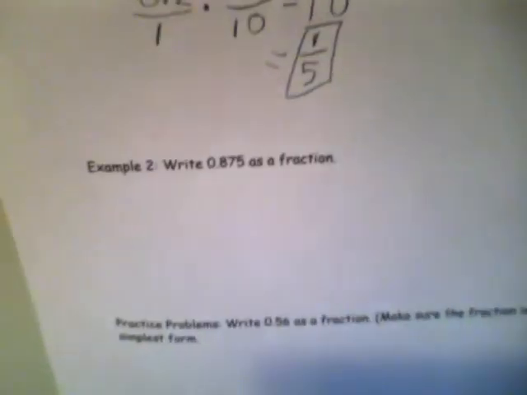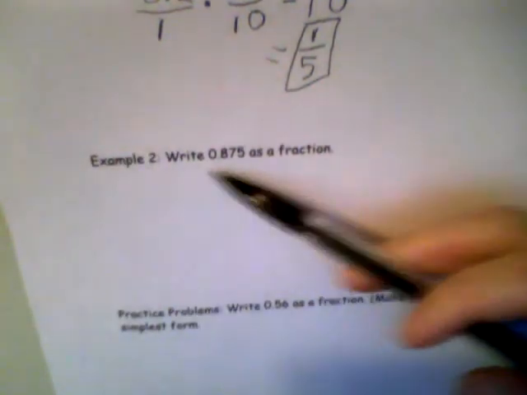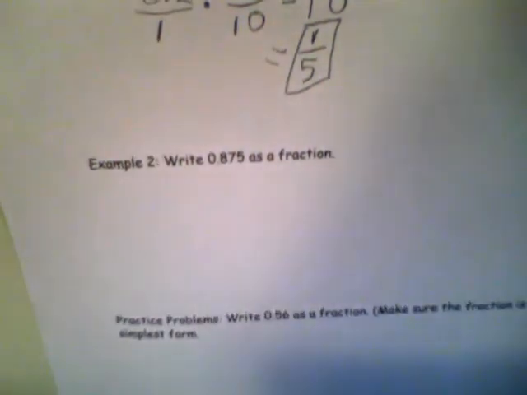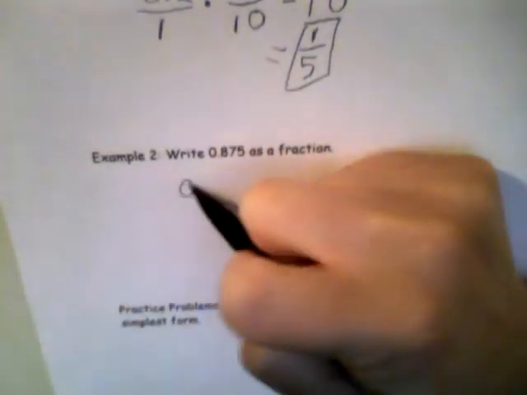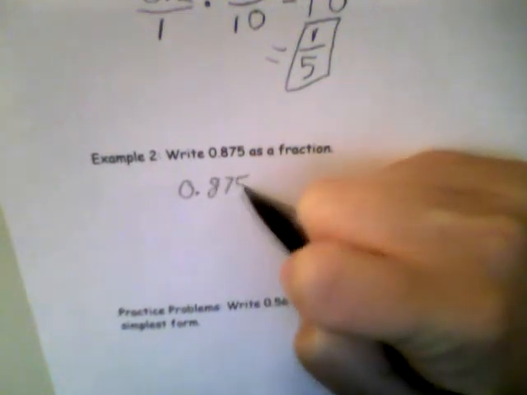So I've got to move my paper up. Alright, I want to write 0.875 as a fraction. Okay, so let's follow my steps again. First thing I'm going to do is put the decimal over 1. So I have 0.875 over 1.